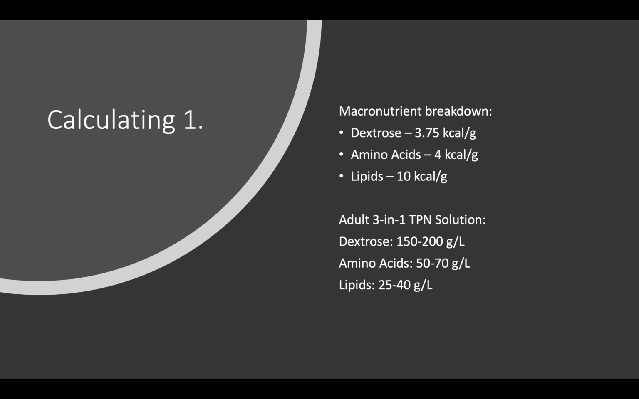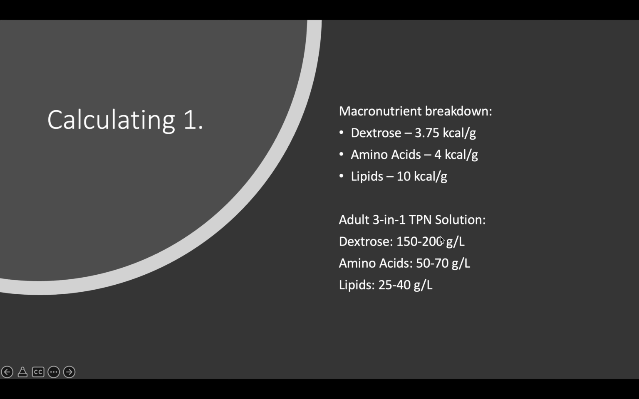That's not something we're going to totally get into today, but it's good to note that when you see 3 in 1, it means it has all 3 macronutrients in the one solution bag. And if you see 2 in 1, it typically means it's just dextrose and amino acids, and you need to piggyback the lipids onto it. So this is our solution.